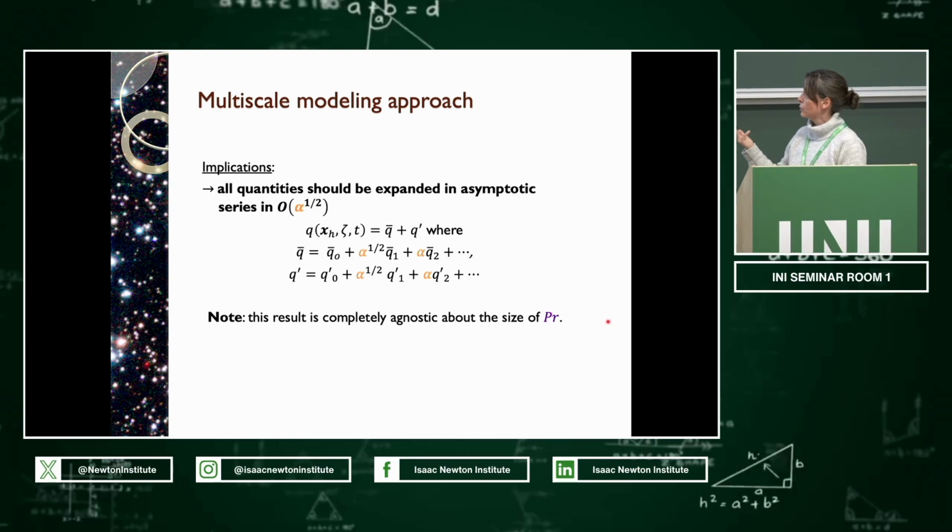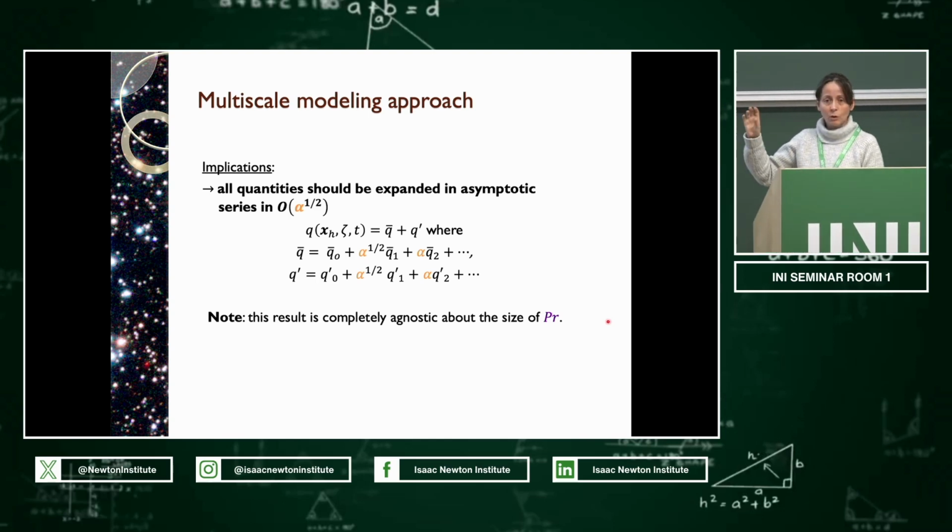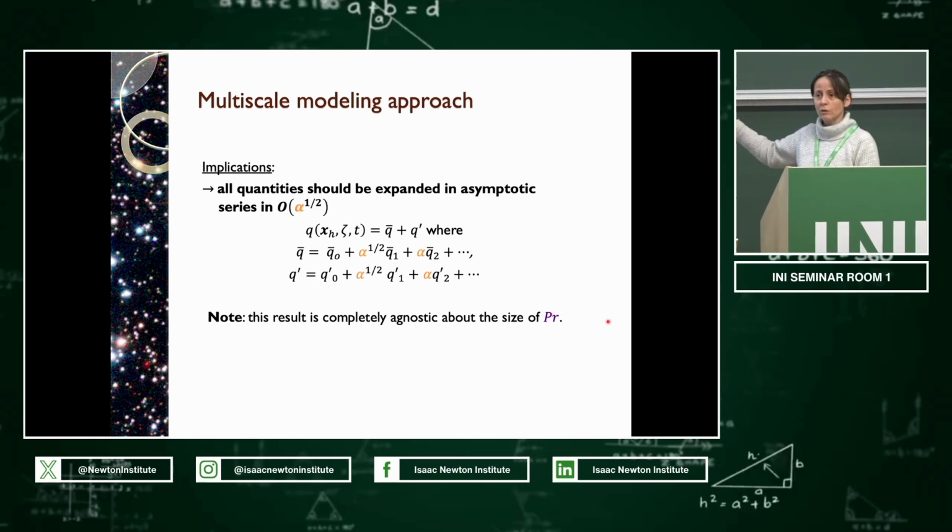And the other thing it tells you is that now the relevant quantity is no longer the aspect ratio, but the aspect ratio to the half. So when you want to do an asymptotic expansion, that is your parameter that you need to use for the expansion.